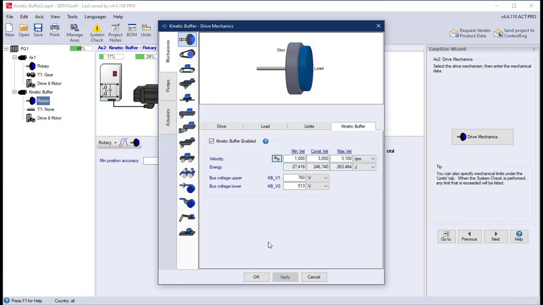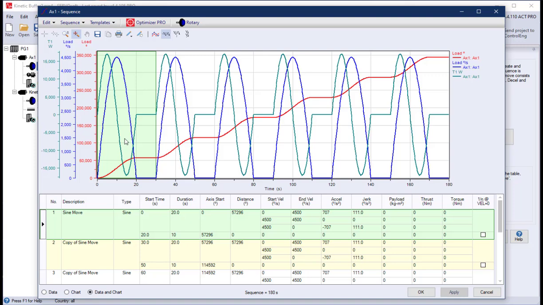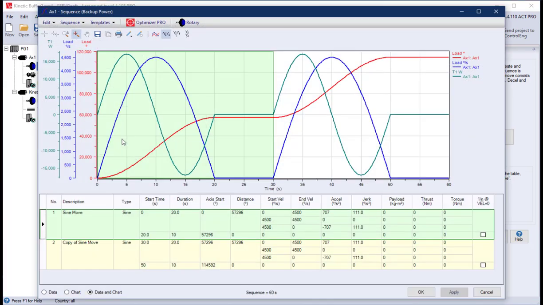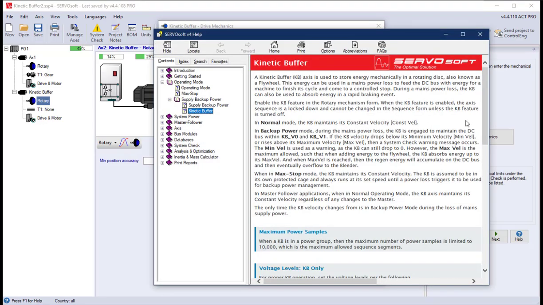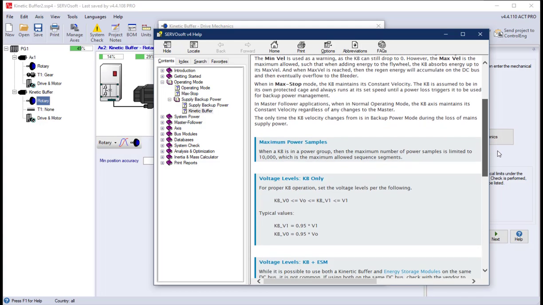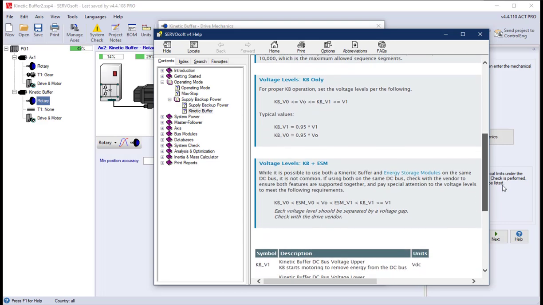It is important to note that the sequence in backup power mode is separate from the normal mode sequence. In normal mode, there are 6 30-second moves, and in backup power mode, there are only 2 30-second moves. The kinetic buffer topic is explained in detail in the help file. To load the help page, go to the rotary mechanism form, select the kinetic buffer tab, and click the help button. It covers everything in this tutorial, including understanding the different voltage levels.